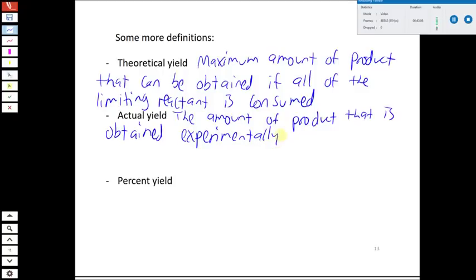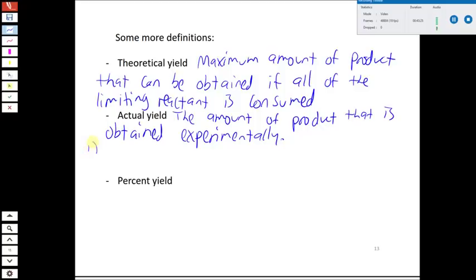But it's the actual amount of product you get experimentally. And there's no way to calculate this number. I suppose if we give you everything else you can calculate it, but it's not a calculated quantity, it's an experimental quantity, okay? Now, why is it not often equal to the theoretical yield? Why do we not usually get as much product as we think we're going to get? There are a few reasons for that.